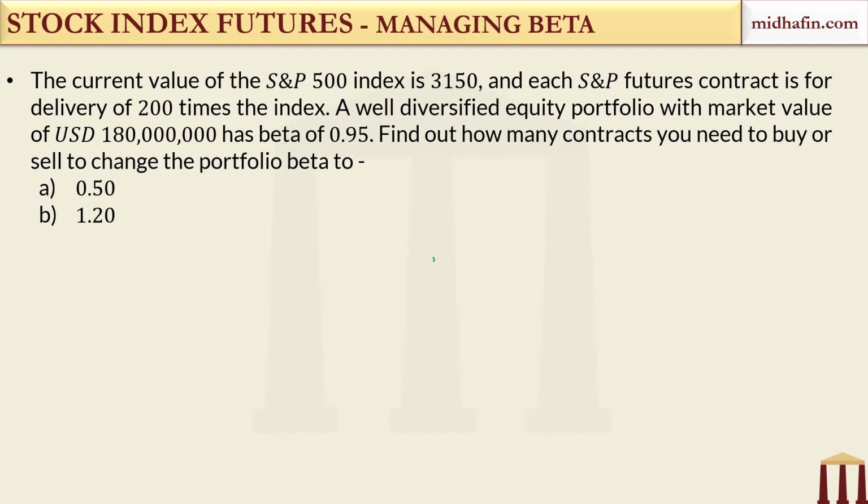Or else, if you want to become more conservative, maybe you have some kind of savings plan coming up and you don't want to take too much risk. That can also happen. So in the example, the current beta is 0.95 and you have to change it to either 0.5 or 1.2.